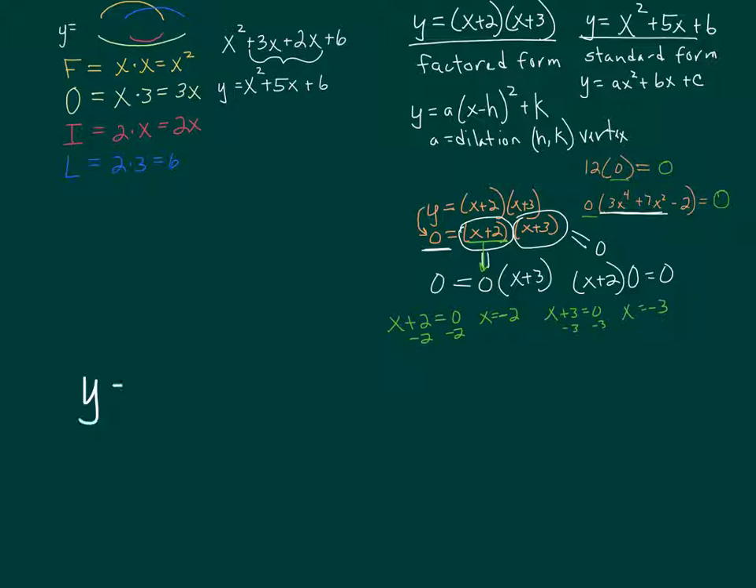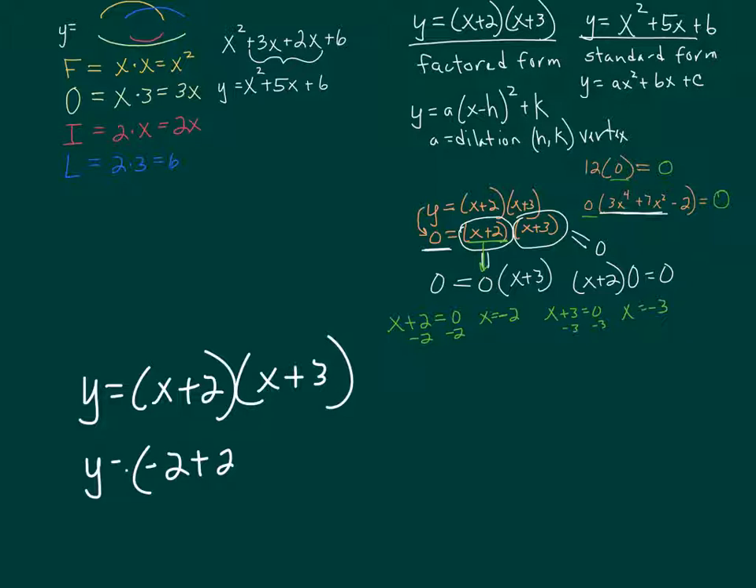So we're going to take our equation again, x plus 2 times x plus 3, and we're going to first substitute a -2 into the equation. So we have y equals -2 plus 2 times -2 plus 3. So -2 plus 2 equals 0, times -2 plus 3 equals 1, and 0 times 1 equals 0. Therefore, we end up with y equals 0, which is what we wanted.